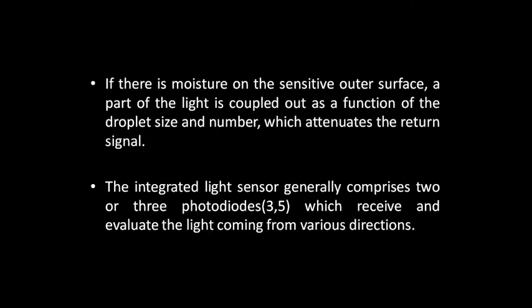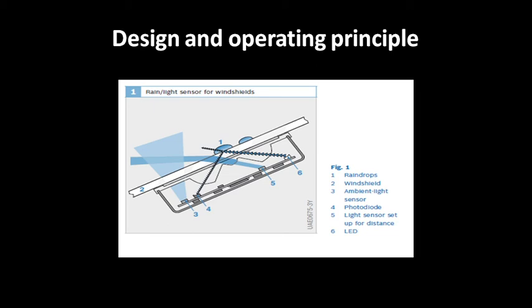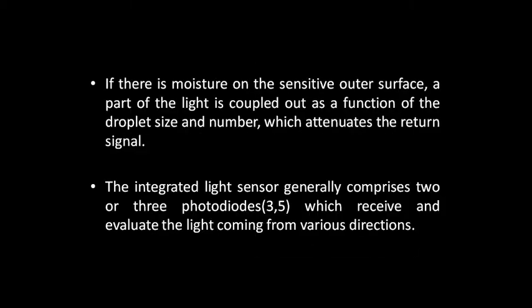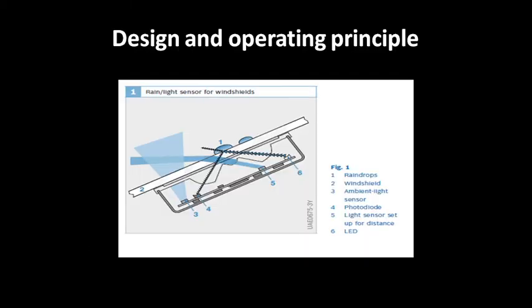If there is moisture on the sensitive outer surface, a part of the light is coupled out as a function of droplet size. Suppose there is moisture on the outer surface, a part of the light is coupled out as a function of droplet size. The light sensor also comprises 2 or 3 photodiodes which receive and evaluate the light coming from various directions.